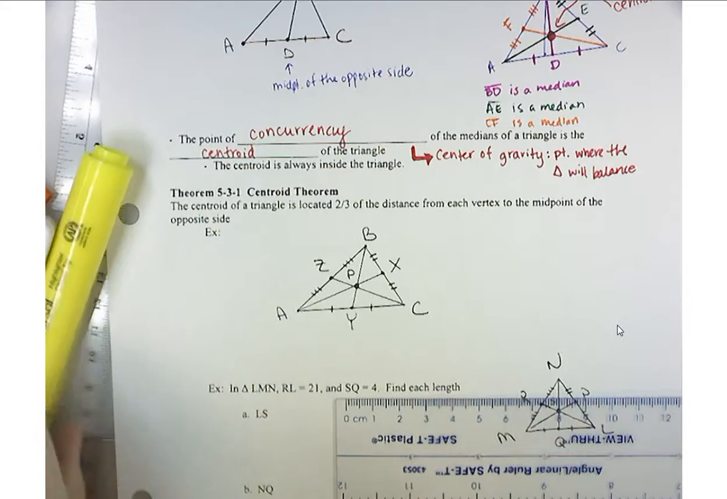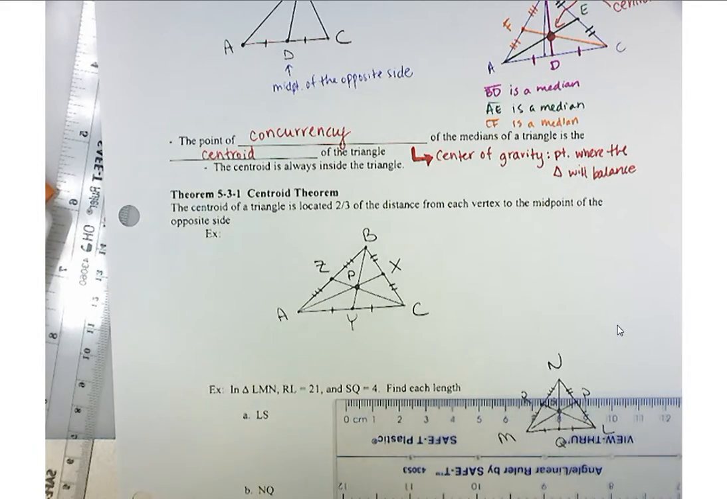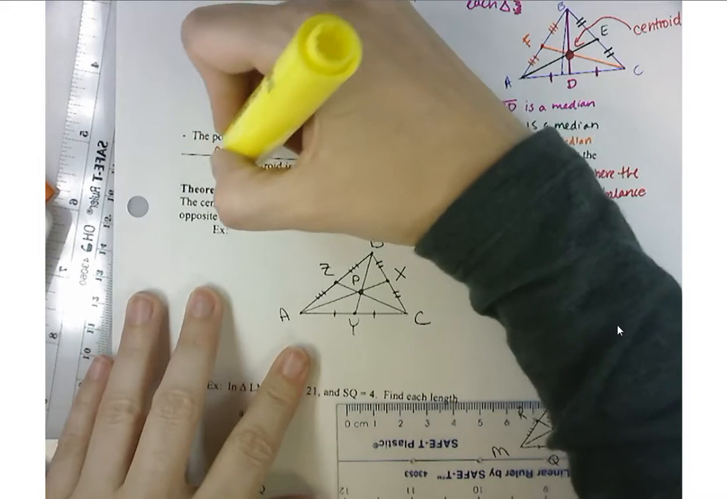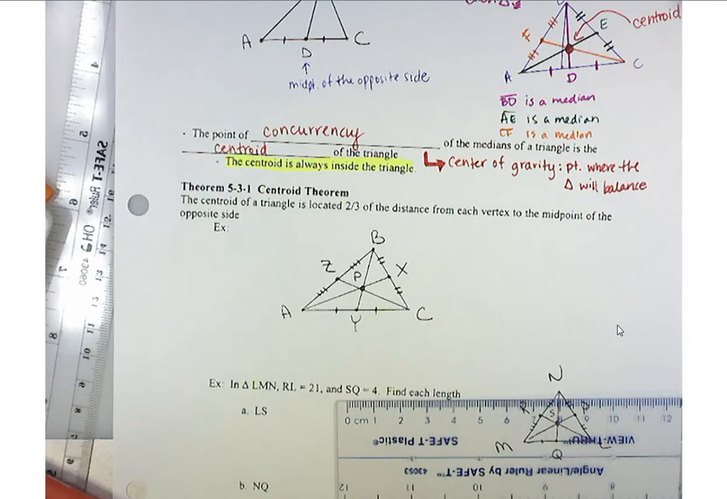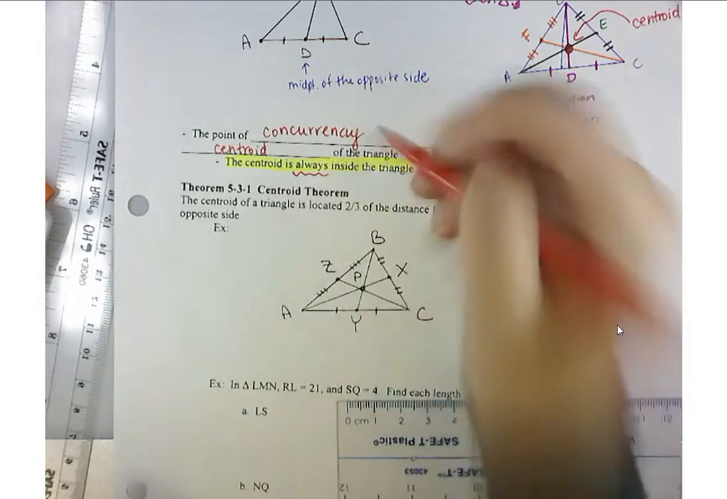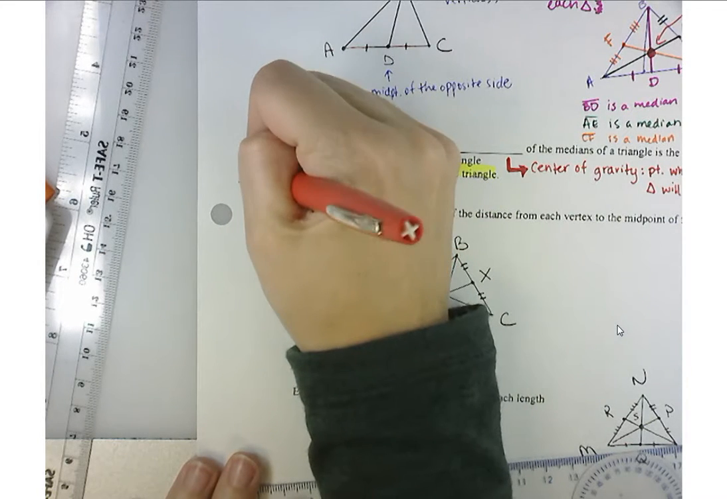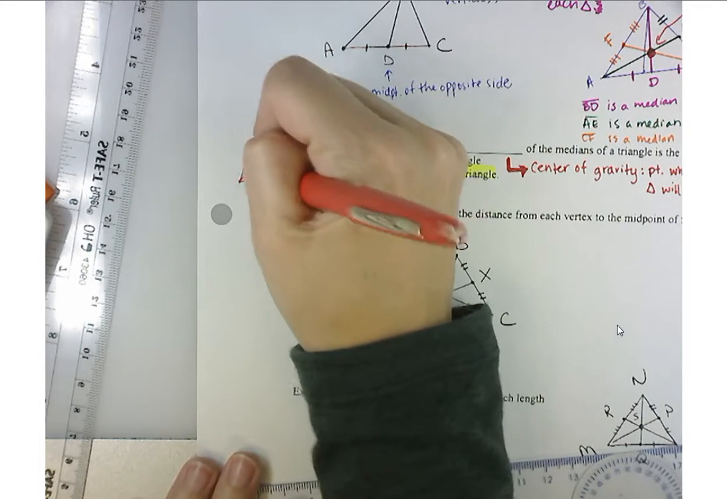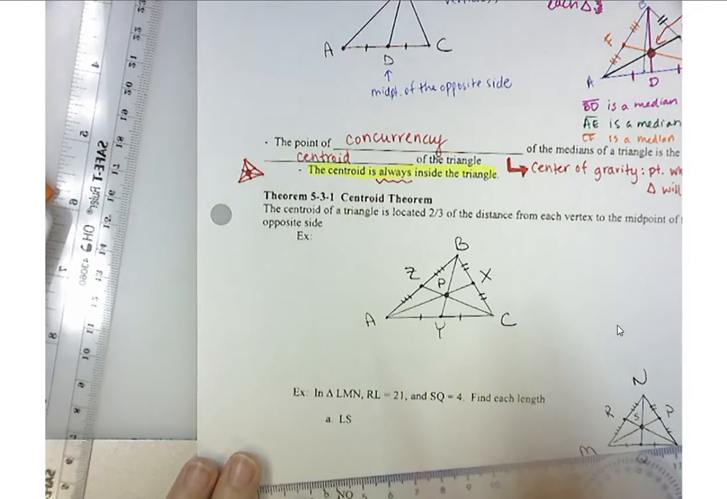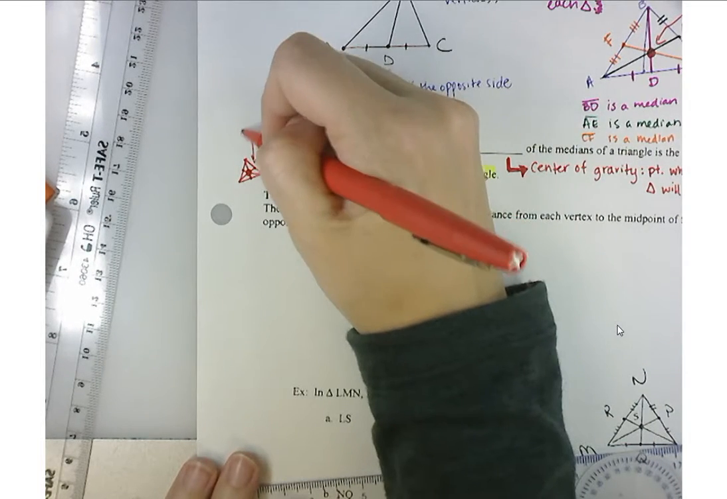Okay, now note it says the centroid is always inside the triangle. So we're going to learn about a few other points today, and they're not always inside the triangle, but a centroid will always be inside the triangle. Okay, and we'll just draw a little picture of that. So no matter where my medians are, the centroid is always inside.